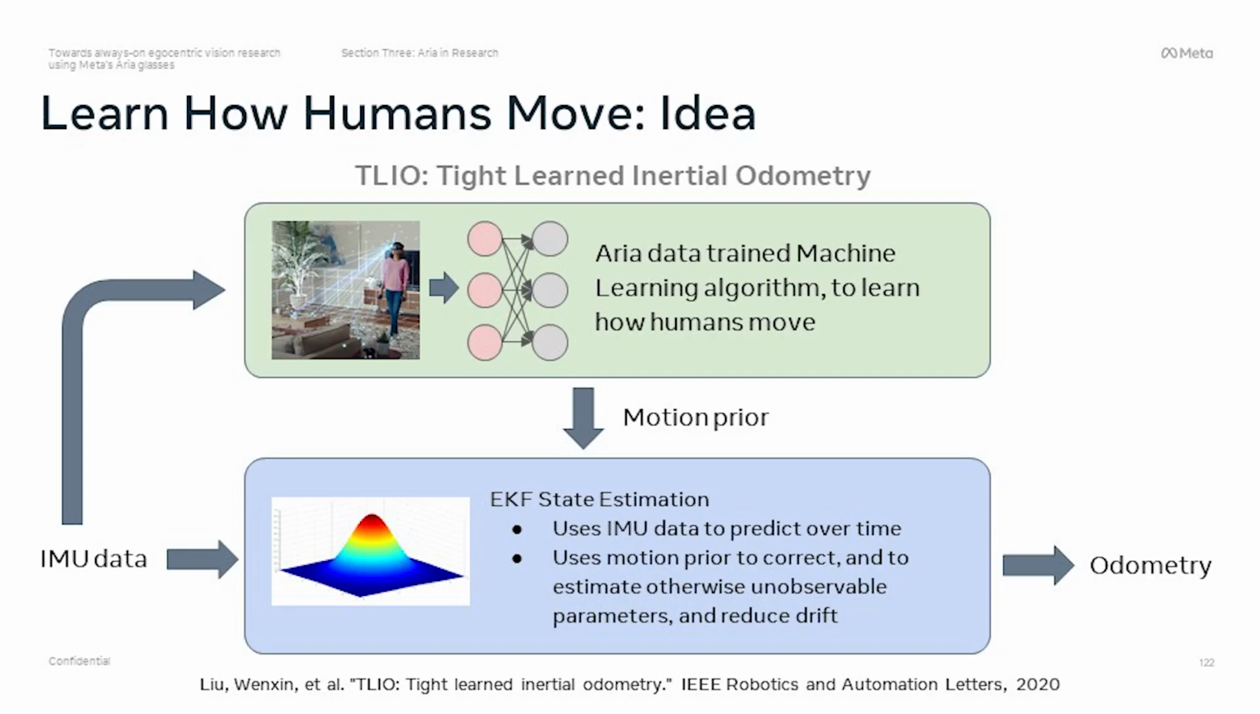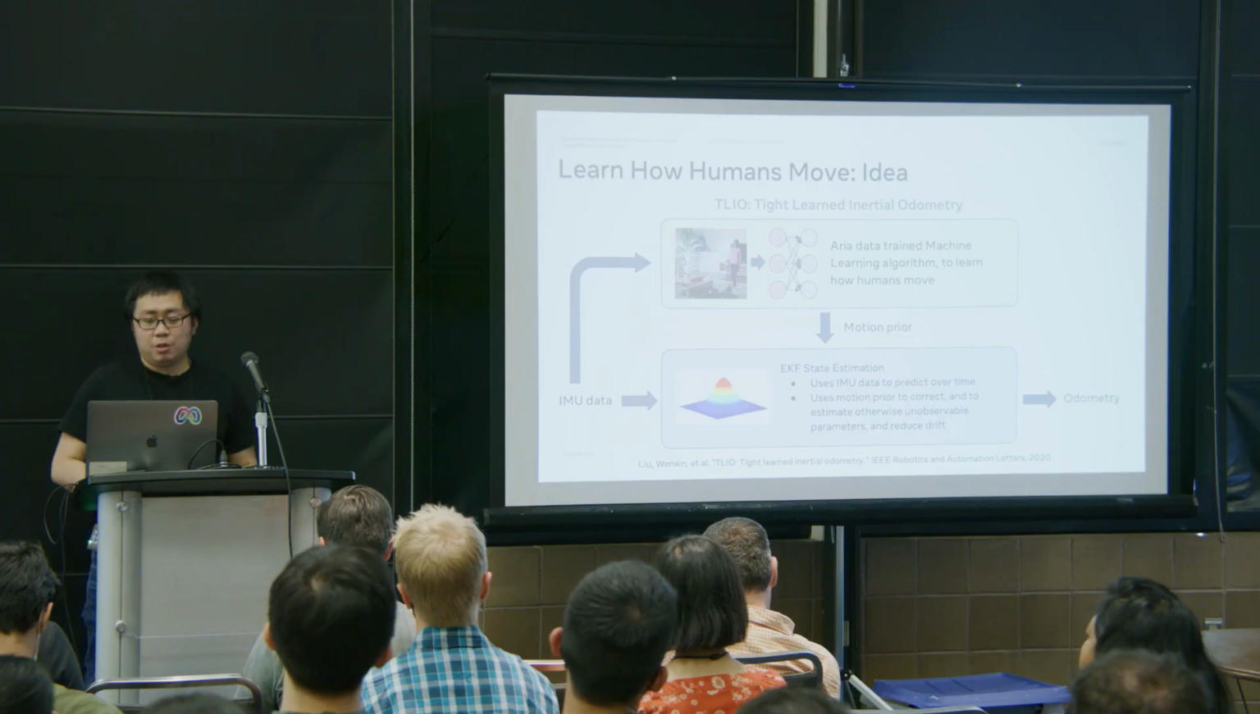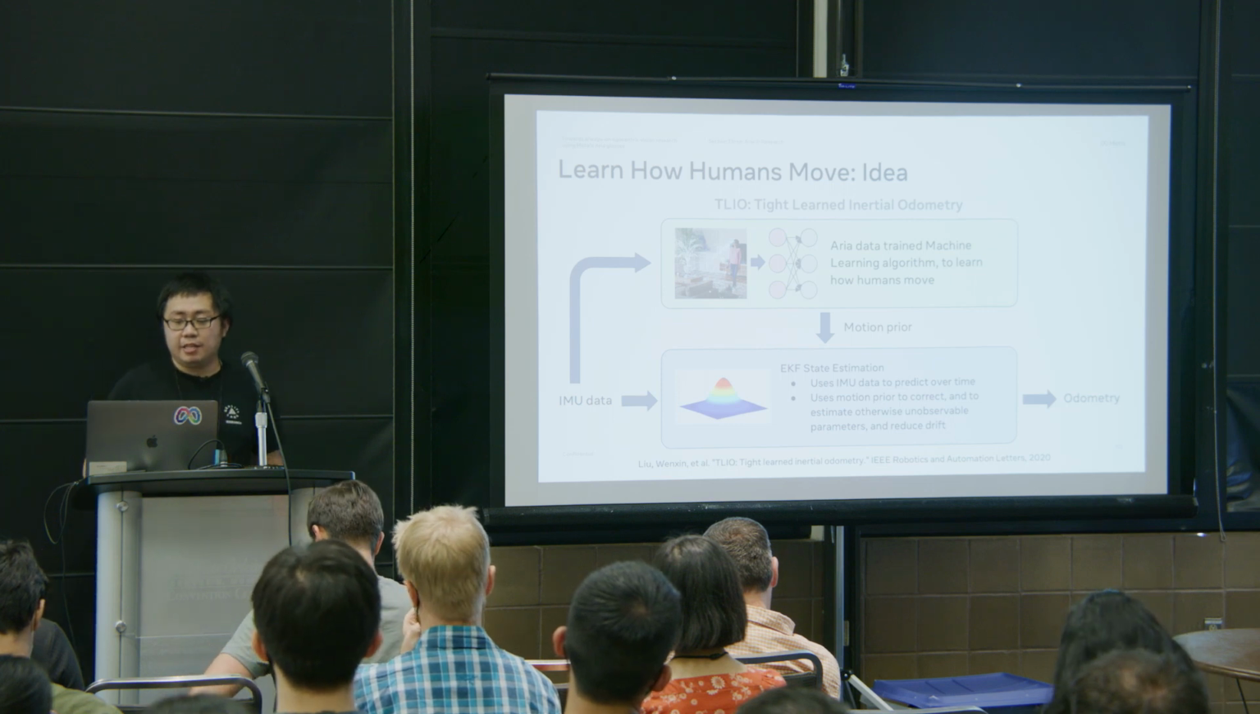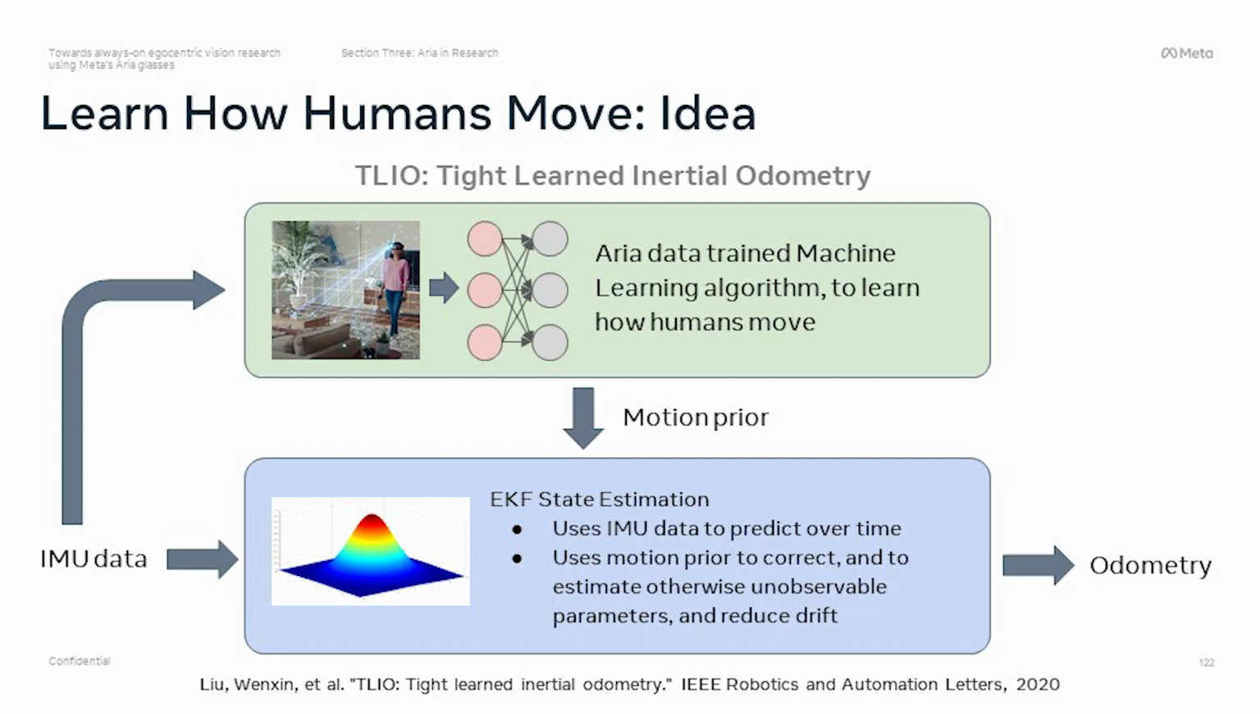In the work of tightly learned inertial odometry, TLIO, we demonstrate that the correction needed for state estimation does not have to come from extra sensor data, like a camera, but can be pure information we learned from historical data. Human egocentric motion has very common patterns, like sitting, walking, and running. Those common patterns can be captured by a machine learning algorithm and in the future used to correct the motion prediction. And in TLIO, we trained a neural network to learn those patterns.